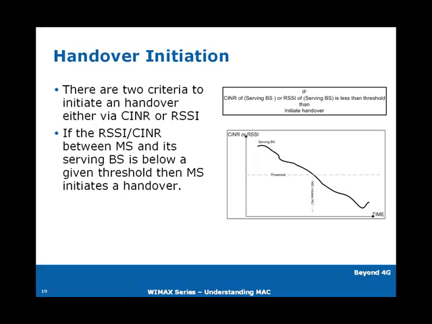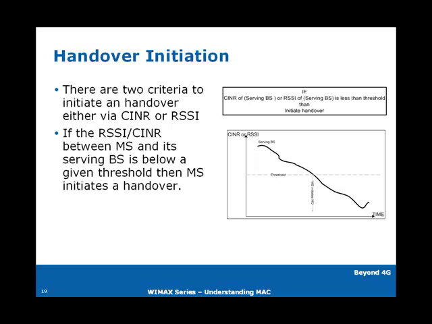In the next phase, which is called the handover initiation phase, there are two criteria which will be used to do a handover. One of them is based on CINR or based on the RSSI. So if the RSSI or the CINR between the mobile station and the serving base station is below a given threshold, then the mobile station initiates a handover. So the mobile station has a simple logic. If the CINR of the serving base station or RSSI of the serving base station is less than the threshold defined for the handover, then initiate the handover.